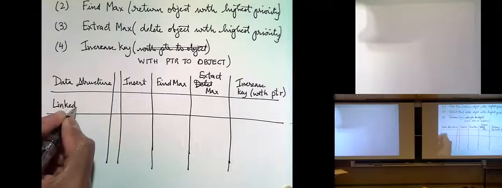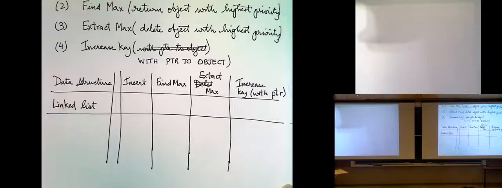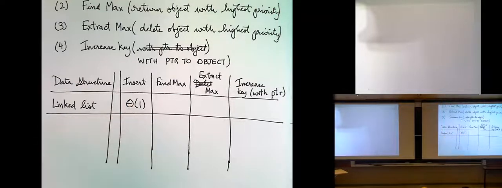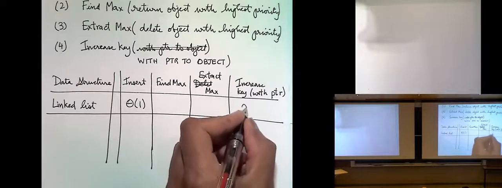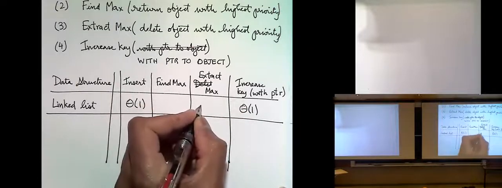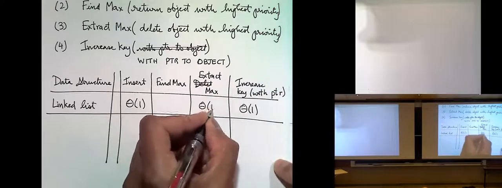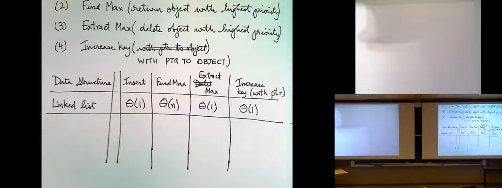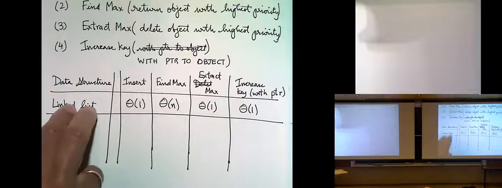just doing it as a vanilla linked list. So if you do a vanilla linked list, you can insert in O of 1, you can increase key with pointer in O of 1. You could even extract max with the pointer in theta of 1, but finding the maximum is going to take you linear time, right? Because you just go through the entire list and you find out where the maximum is. But once you, yes? Are we assuming the linked lists are not sorted? Yeah, in this case, it's an unsorted linked list.